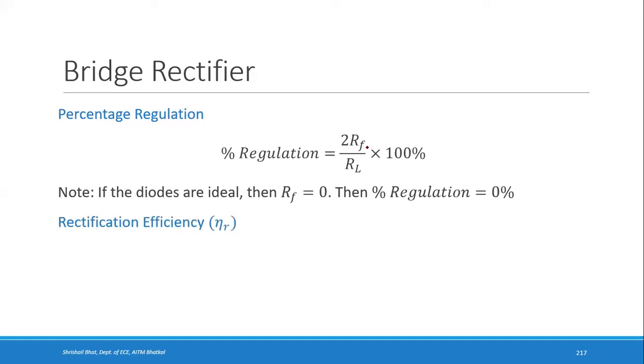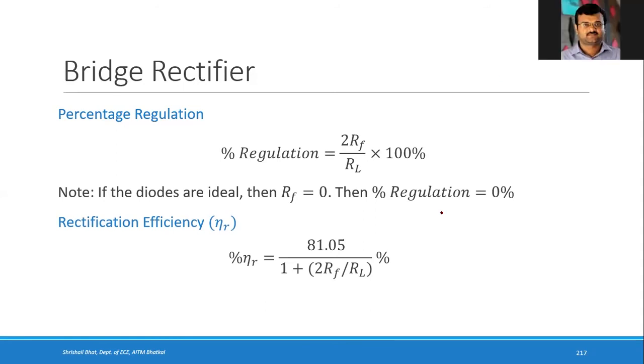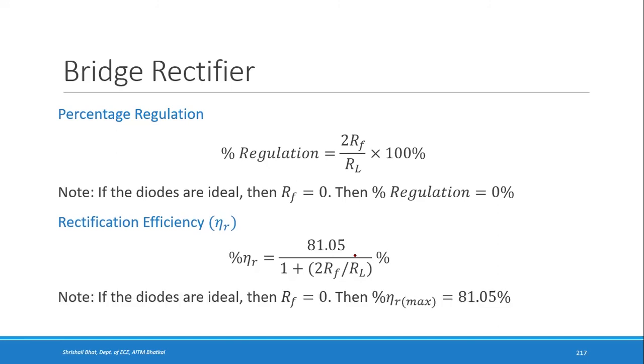Coming to efficiency, percentage efficiency is 81.05 divided by 1 plus RF by RL in that case, but here it will be 1 plus 2 RF by RL, that much percentage. Then if you want to find the maximum efficiency, it is in the case of an ideal diode where RF is 0, so maximum efficiency will remain the same, that is 81.05%.